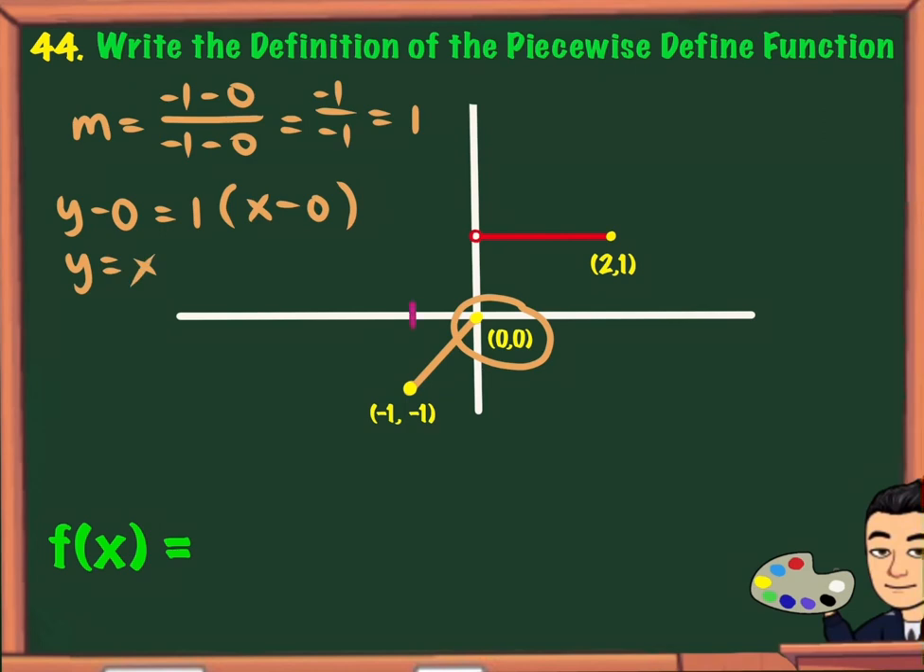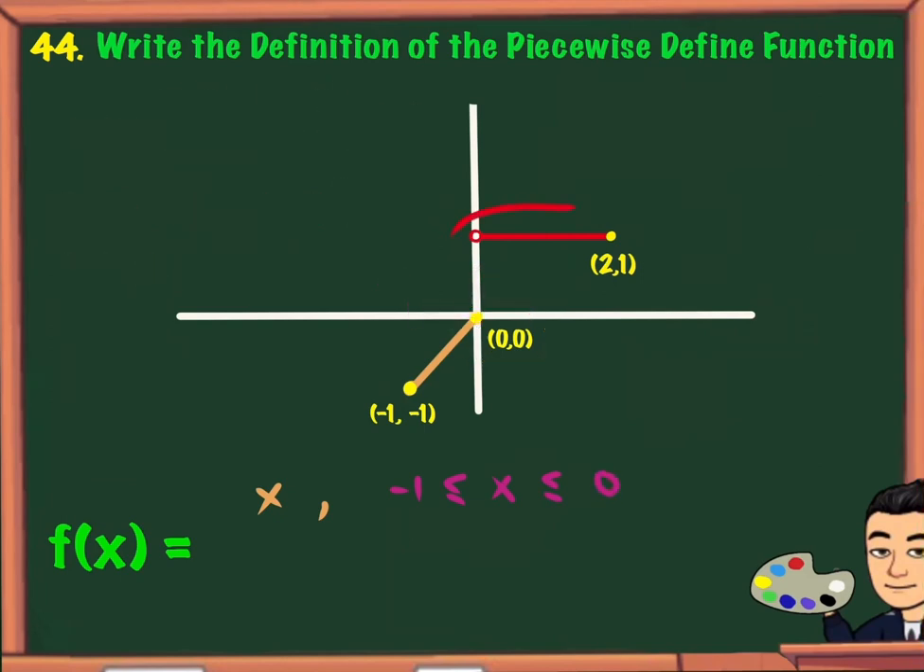If you look at the interval, we start at x equals to negative 1 and end at x equals to 0. So x is between these two values. So I'm going to put f of x is equal to x and then put a comma. The interval is negative 1 less than or equal to x less than or equal to 0.